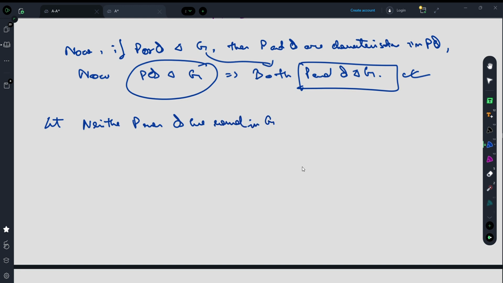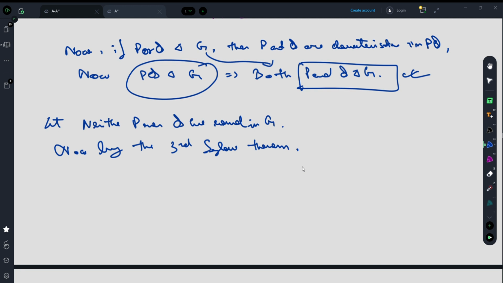We say that neither P nor Q is normal in G. So if we reach a contradiction to this, then we have that either P or Q is normal in G, but then P and Q are characteristic in PQ, and PQ is the subgroup of order 15, which is normal in G. Right? Clear? So let neither P nor Q be normal in G.